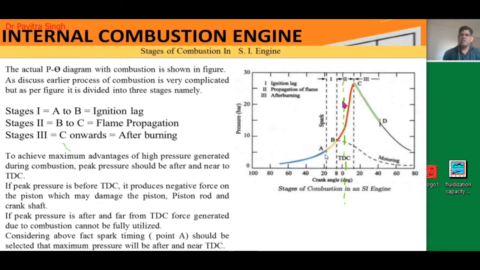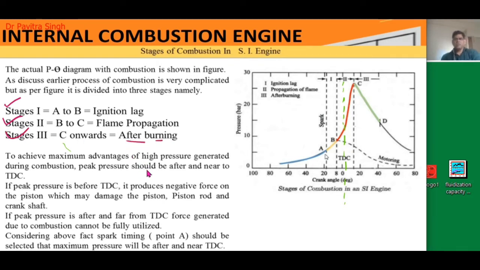And the second stage is the flame propagation from point B to C, and the third is the after burning, C onward. So these are the three stages of this combustion process: first, ignition lag; second, flame propagation; and third, after burning.